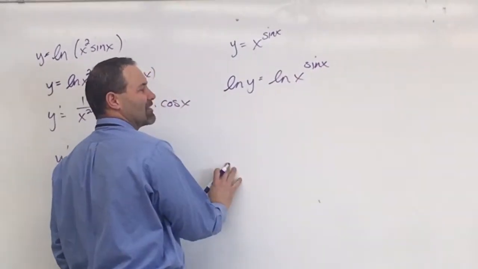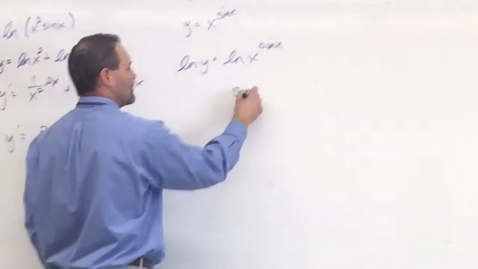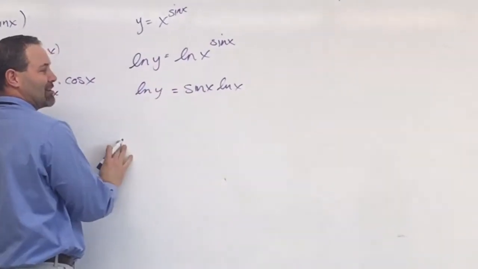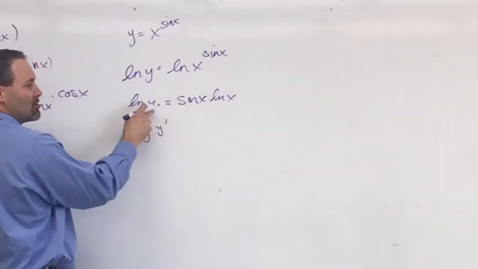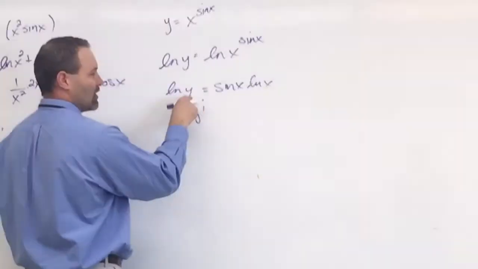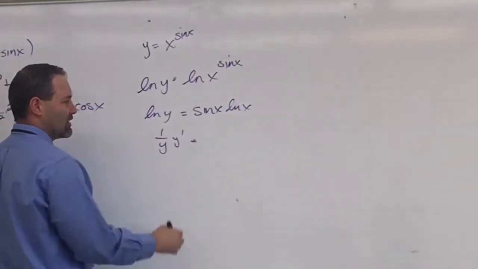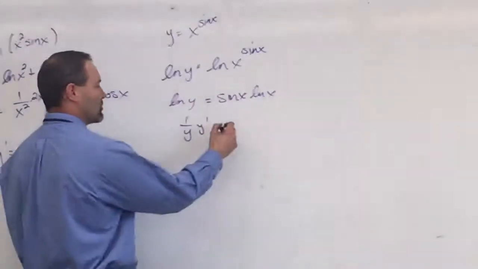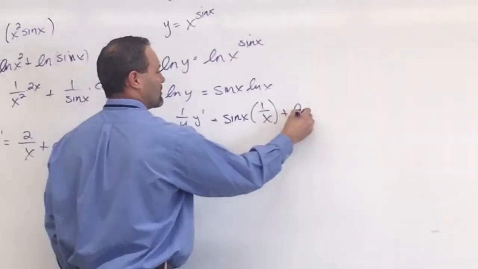So then we could do what Angela was saying, bring the exponent down. And we're ready to differentiate. So 1 over y, remember y prime because it's a derivative of y with respect to x. And then product rule and so on. You want me to finish it? Yes. Okay. So sine x times the derivative of natural log of x.